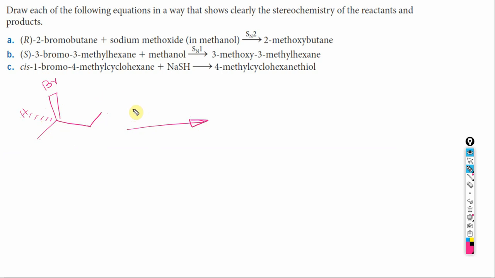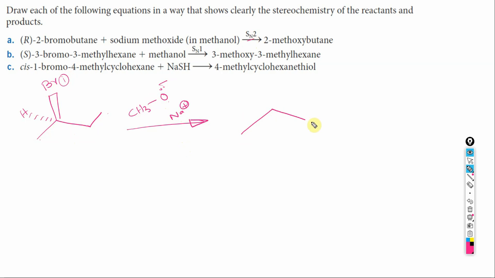Sodium methoxide is going to be CH3O minus and Na plus. So the reaction happens by an SN2 mechanism, which means you're going to have an inversion of configuration. Bromine is first priority, and in the product you're going to replace the Br with an O, so that is still going to be the first priority. Therefore you will have an inversion of configuration in an SN2 mechanism.